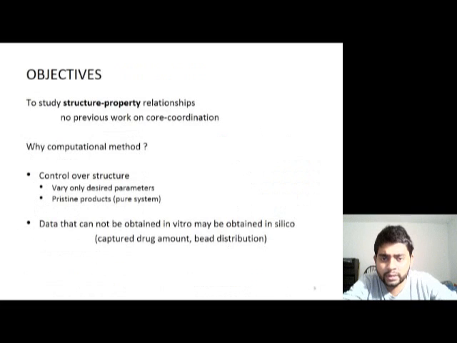Our objective is to find the structural and properties relationship of dendrimer with varying co-ordination and generation. There was no previous work on co-ordination, and we use computational methods because we can create a very pure system, and also we can observe experiment data which cannot be obtained in a real experiment and real environment, and also we can change the structure of the dendrimer as we desire.